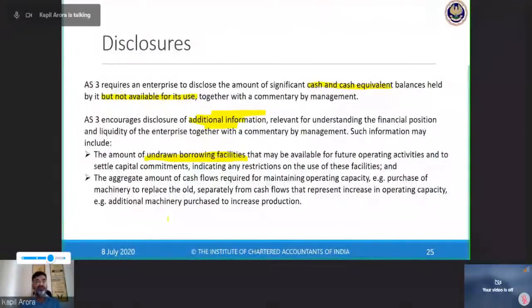Or what is the aggregated amount of cash required to manage the operating capacity? Maybe we may need to buy any fixed asset. We may need to sell any fixed asset. How much cash would be required to bring a new asset? That's something we always have to be clear about and disclose. So this is all what we have discussed in AS 3.